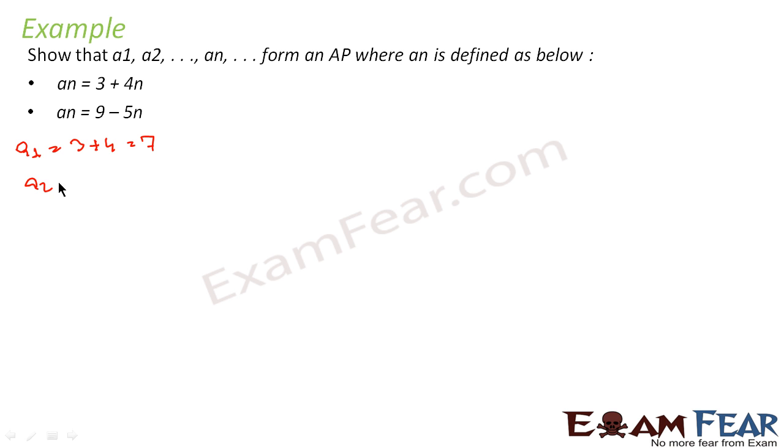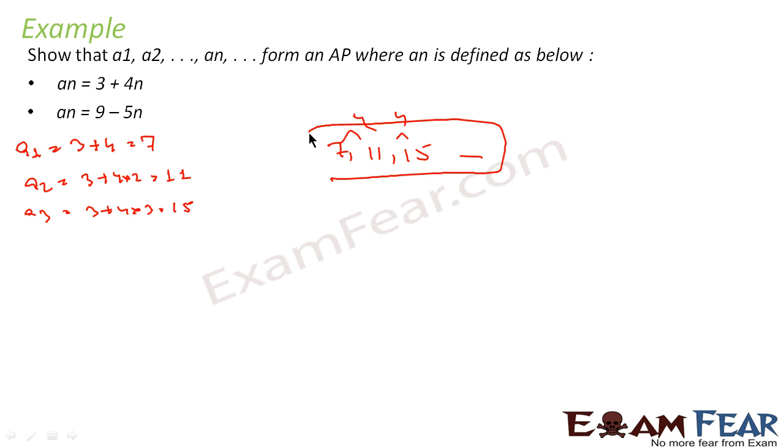A2 is nothing but 3 plus 4 into 2, that is 11, and A3 is nothing but 3 plus 4 into 3, that is 12 plus 3, 15. If you see the series, it is 7, 11, 15. The difference is 4, constant. So we can see that this is an AP, because the difference is 4 constant, D is 4 and A is 7.